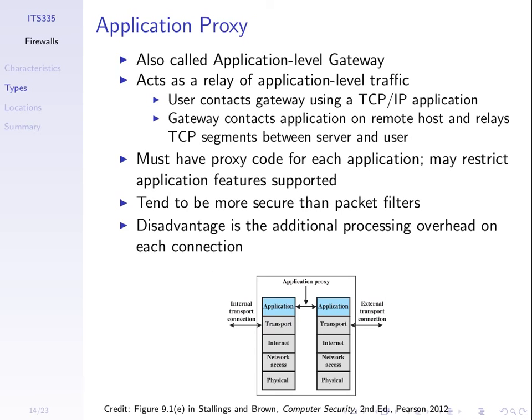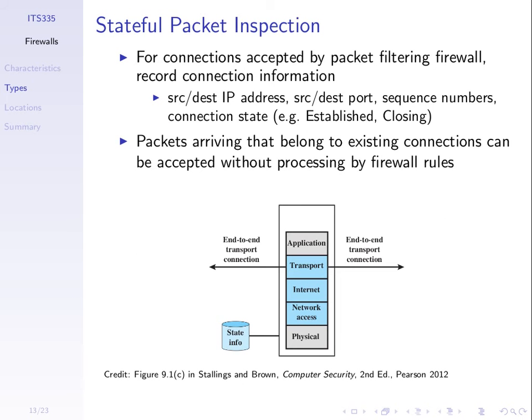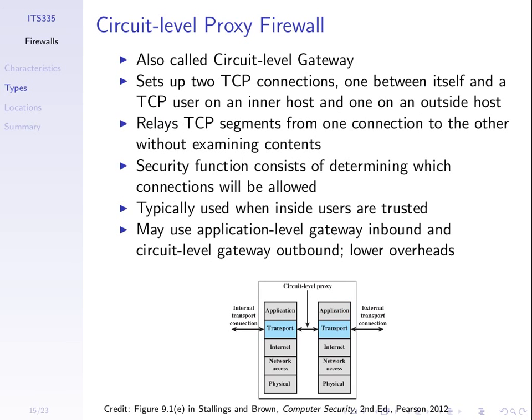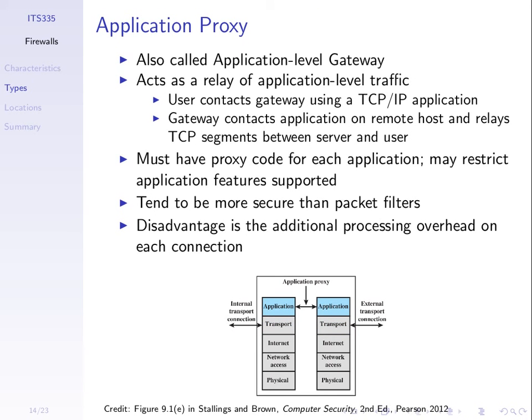What's remaining? So we said that there were 4 types of firewalls. Packet filtering, we've gone through. Stateful packet inspection just extends upon that. And let's look at 2 other types, application and circuit level proxies. Just briefly look at these.